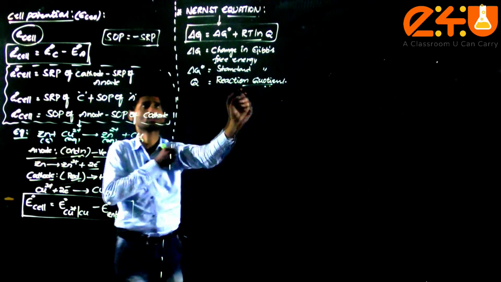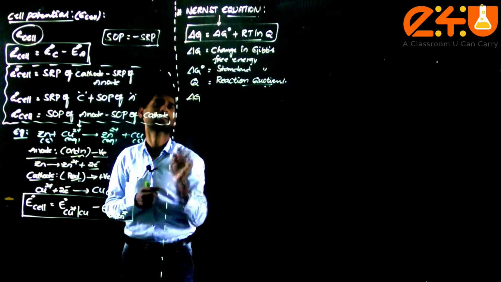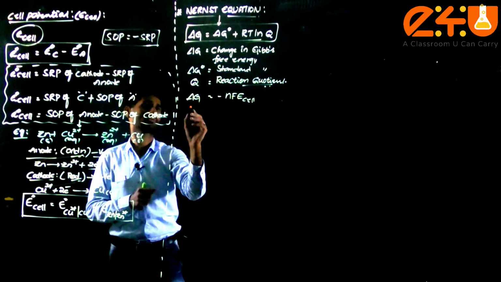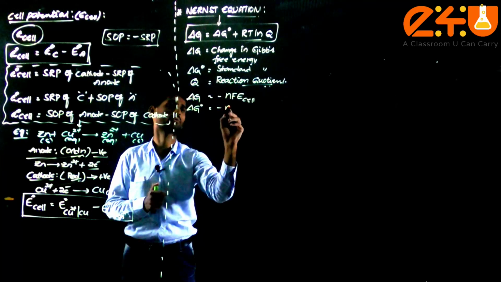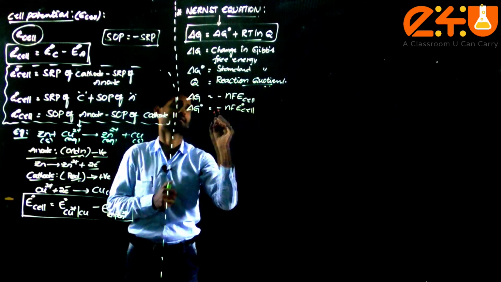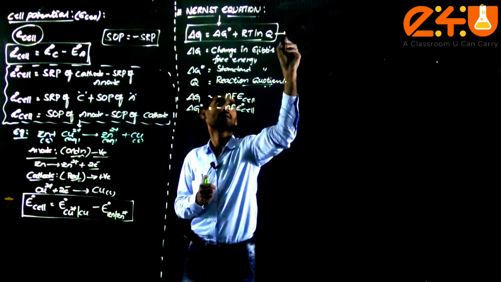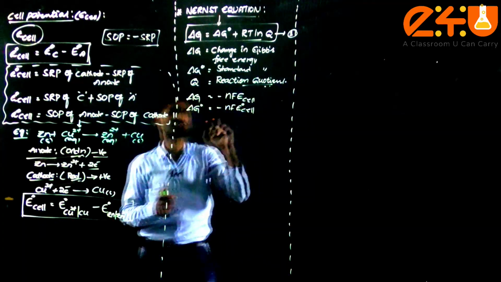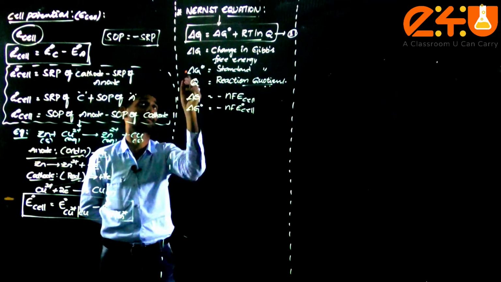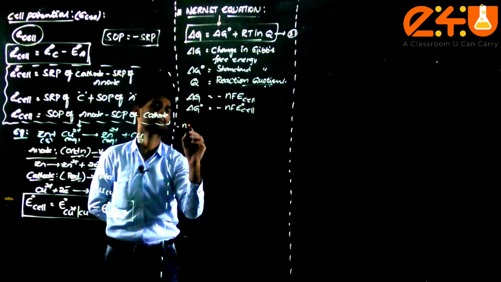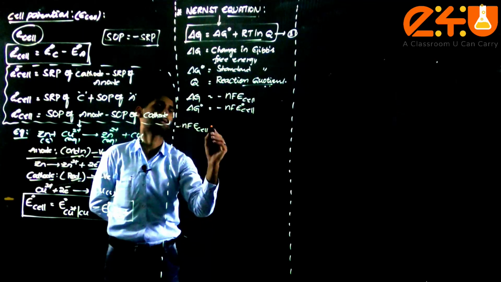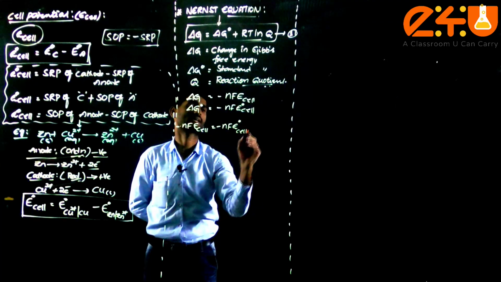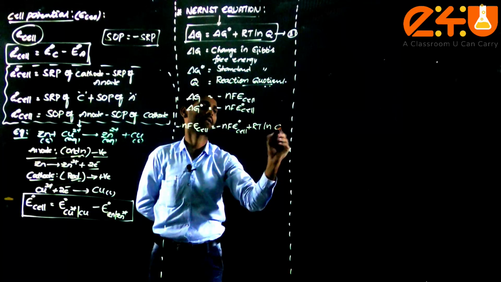How do we get from that? Already we studied in thermodynamics, del G is equal to minus NFE cell. At standard condition, del G naught is equal to minus NF E naught cell. Just substitute in that formula. Consider this equation number 1. This expression is very important, dear students. Now I can write: minus NFE cell is equal to minus NF E naught cell plus RT ln Q.